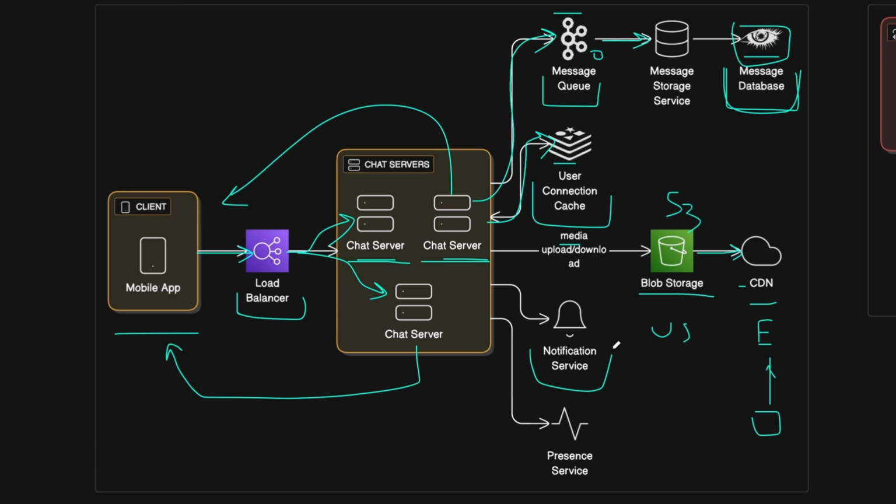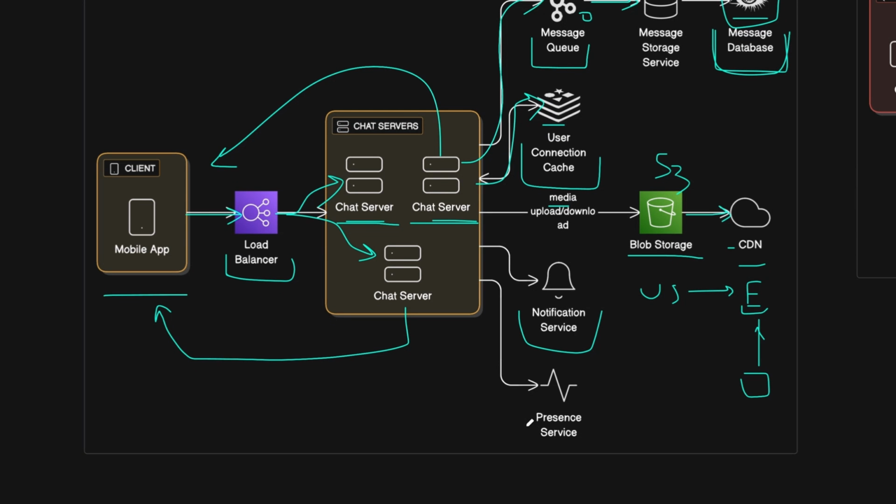Next, we also need a notification service. This is mainly for the offline users, who need to receive notifications either through Apple Push Notification Service or Firebase Cloud Messaging for Android. When someone messages you while you are offline, like let's say user A messages user B, and user B is offline at the moment, they will receive a push notification instead, and later they can read the message when they open the app.